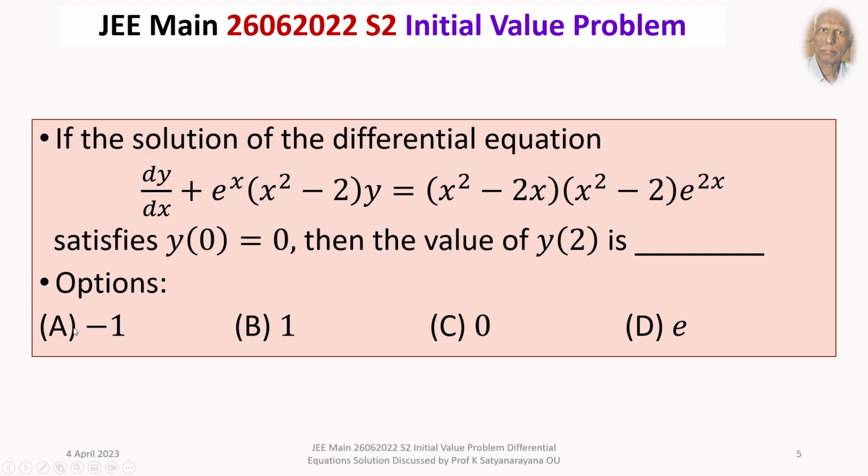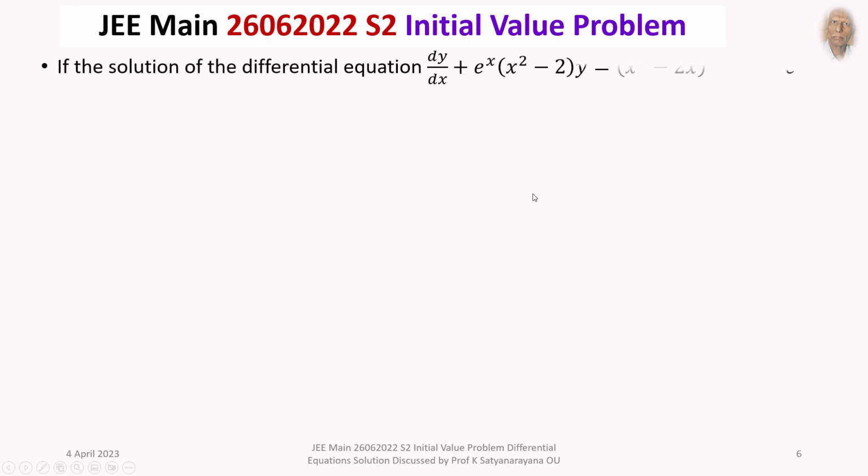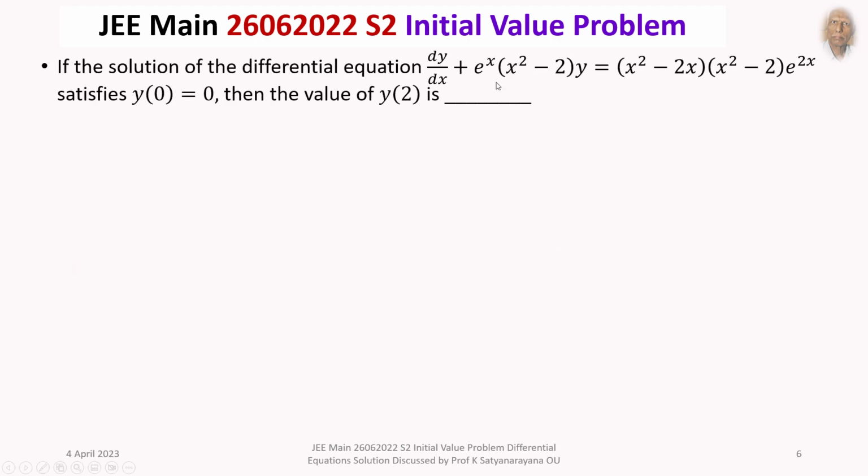options. Option A, minus 1. Option B, 1. Option C, 0. Option D, e. We are given this differential equation. It is given the solution of this differential equation satisfies y at 0 is equal to 0, and we are required to find the value of y at 2. That's our given question.